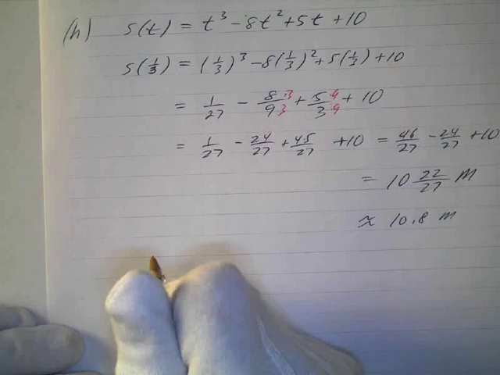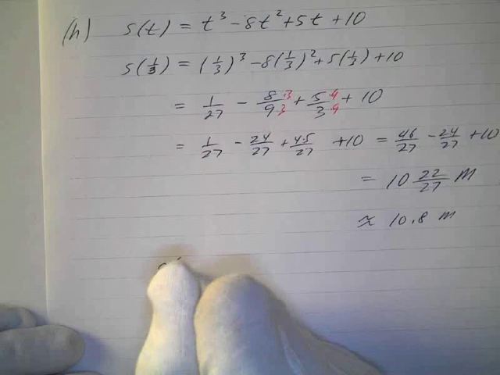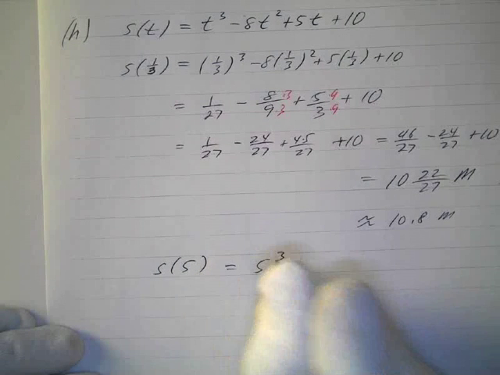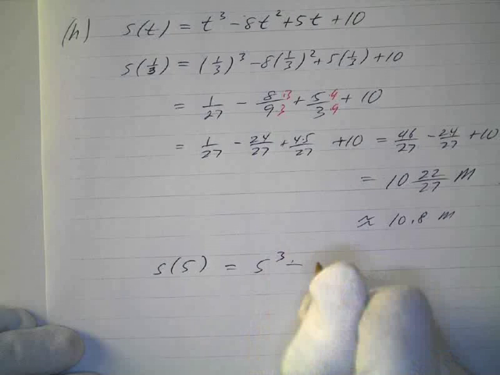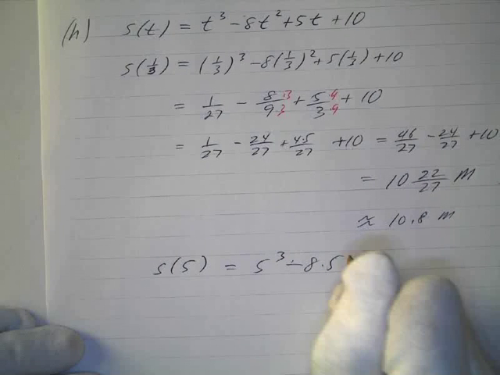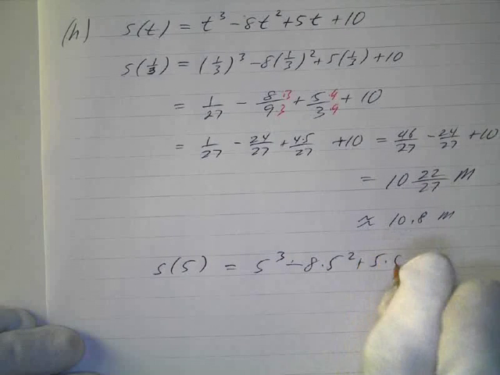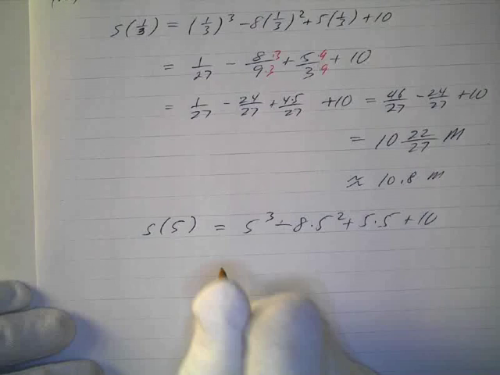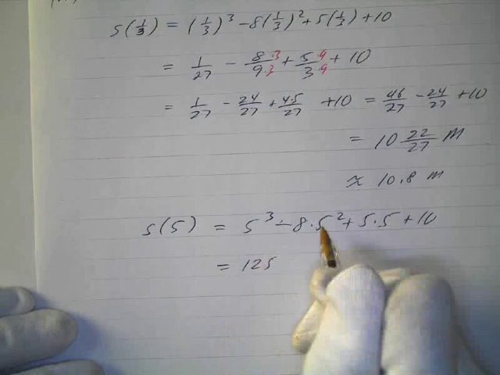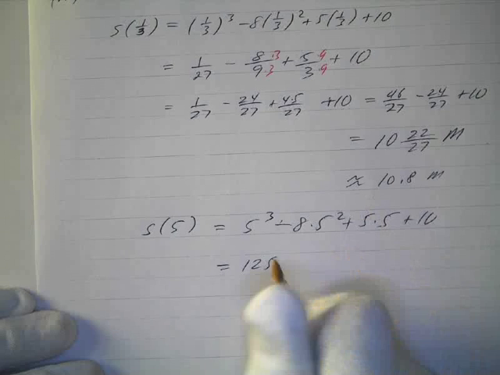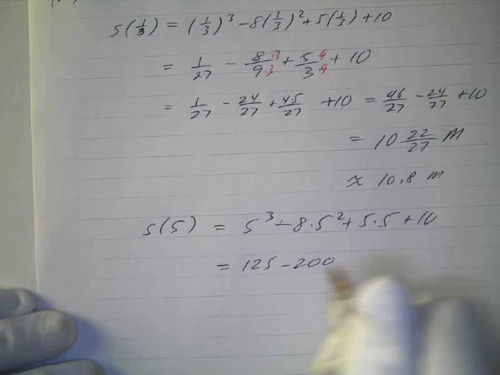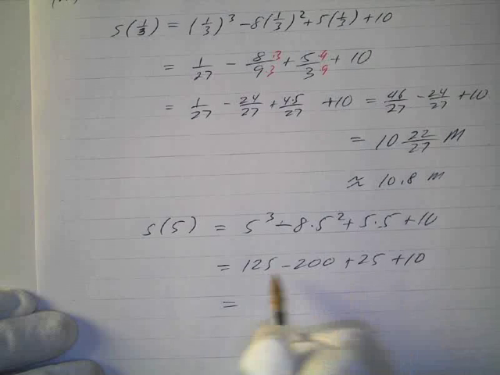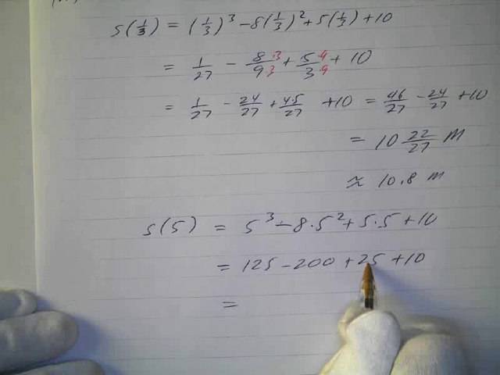And the other one is s of 5. We got 5 seconds was the other place where it stops. We put 5 in here, so that's going to be 5 cubed minus 8 times 5 squared plus 5 times 5 plus 10. 5 cubed is 125. 5 squared is 25. 8 times 25 is 200. Plus 25 plus 10.